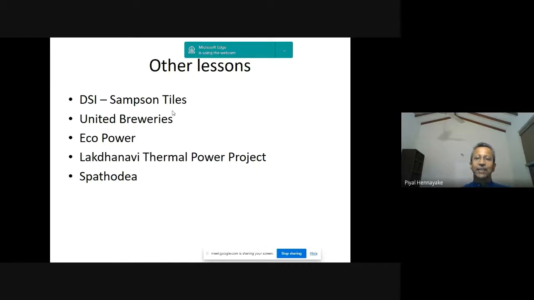In this Lakdanavi thermal power project, that was also financed as the first thermal power project by a consortium of banks. People's Merchant Bank only syndicated, and this Patodia is the HNB subsidiary Sigma project in Havelock Road.